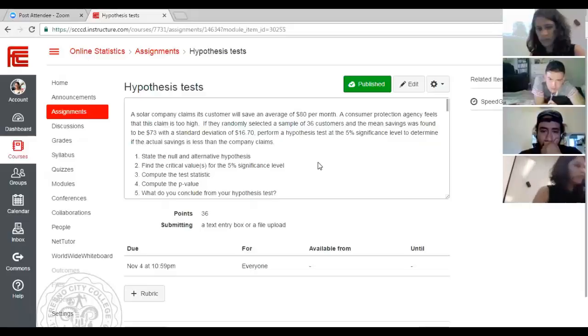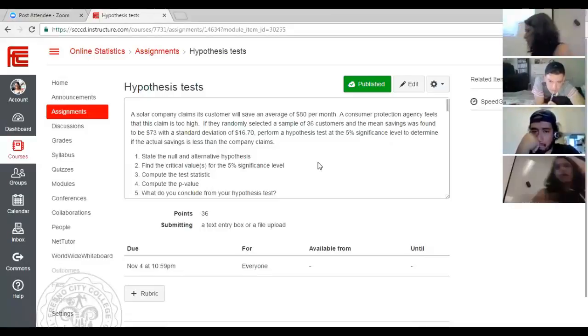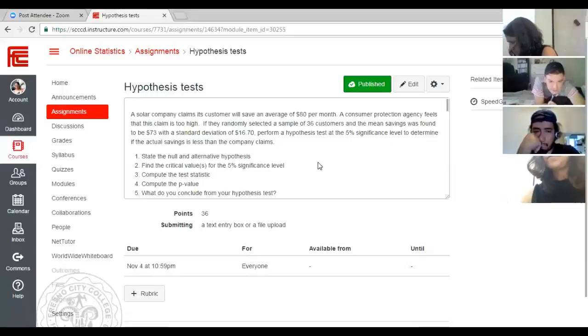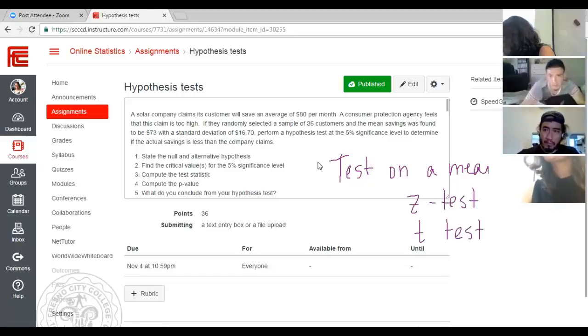So my first question to you guys is, this is a test on means. Let me go ahead and write this down because Alex can't hear. So, this is a test on a mean. Is it a z-test or t-test? Well, we have a standard deviation for the t, right?